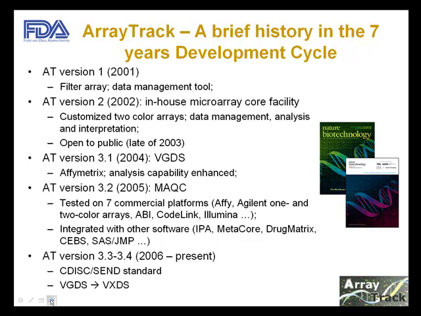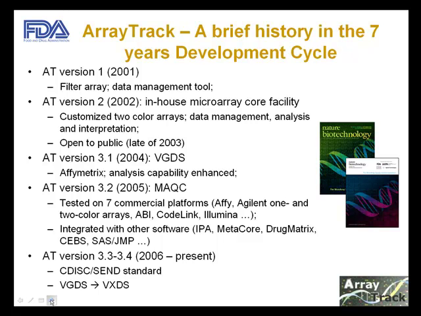In 2004 is when the VGDS program started, and as I mentioned, because of the VGDS requirement for a strong bioinformatics tool, ArrayTrack also had to be expanded to meet these requirements. The major change in version 3.1 was that ArrayTrack was expanded to handle Affymetrix gene chips, which means that it was able to directly load CEL files, convert CEL files to probe set files, and so forth.